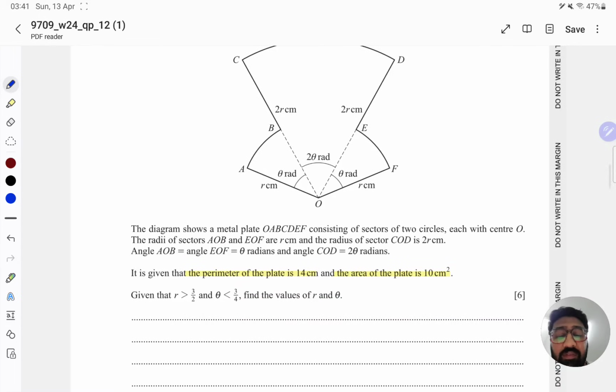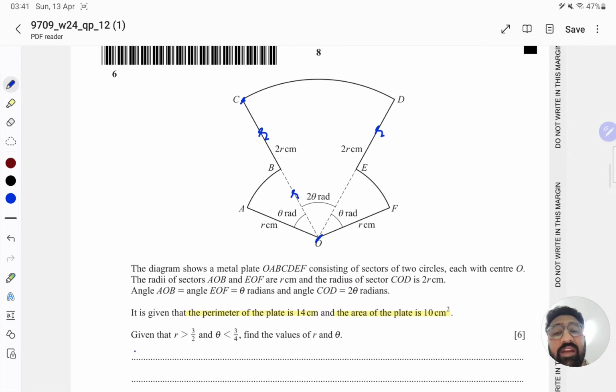So let's first figure out how we can find the perimeter. For the perimeter, we need a few lengths. We know that this is r. The complete radius from here till here is 2r, and since this is r, this is also going to be r because the total length given to us is 2r. Similarly, this is also going to be 2r. So all we need to do is find 3 arc lengths here, which are AB, CD and EF.